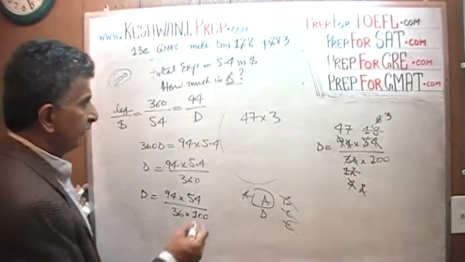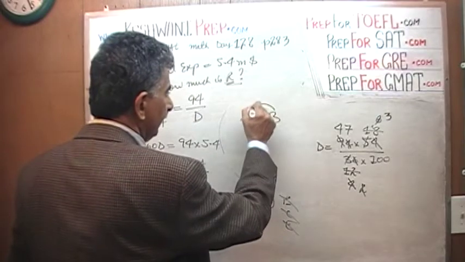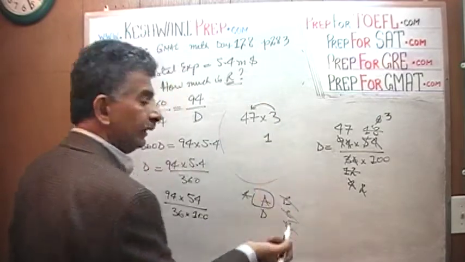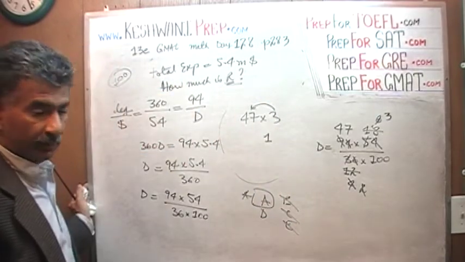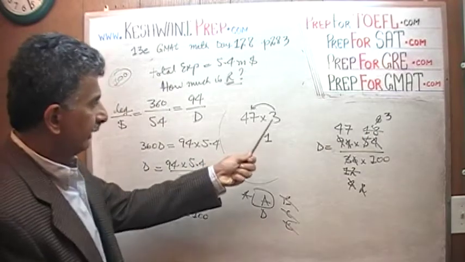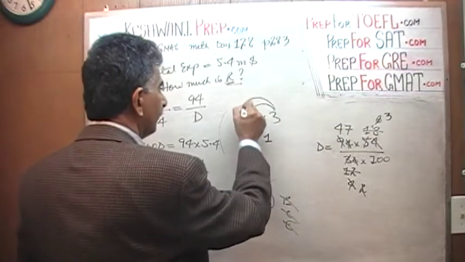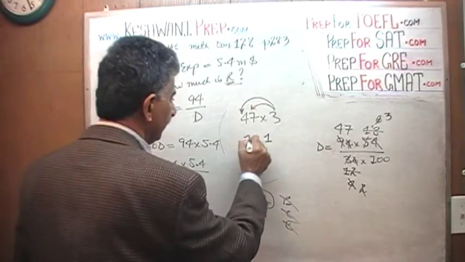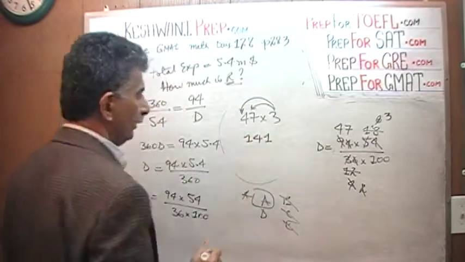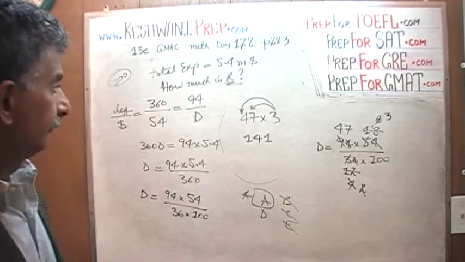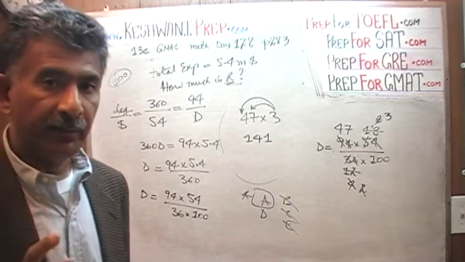What we have to understand here is that 7 times 3 is 21. 1, carry 2. 3 times 4 is 12, plus 2 is 14. Voila. It must be 141, and it makes perfect sense.